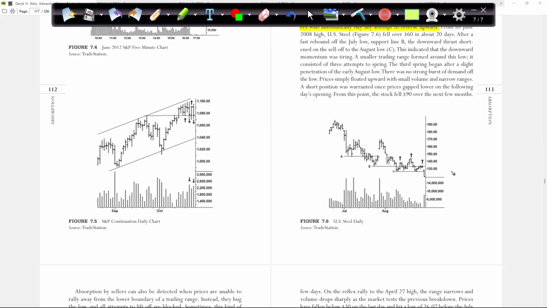at this point here, gapped lower on the following day's opening. From this point, the stock fell $90 over the next few months. Okay.